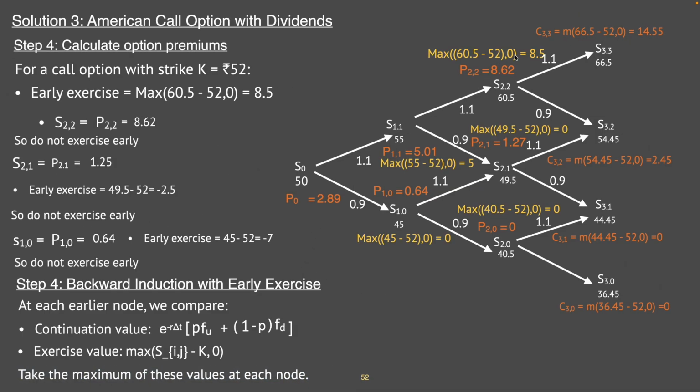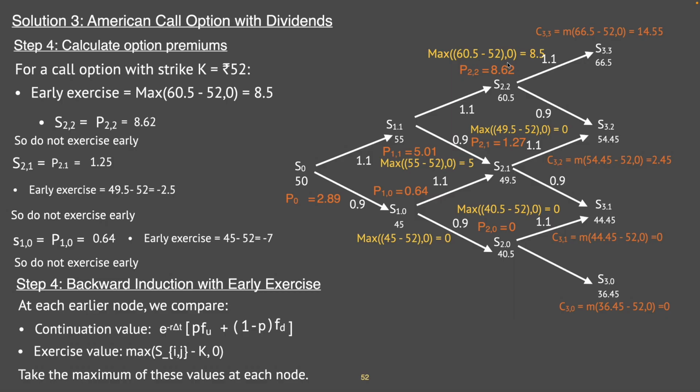Now here we can see that at this point, that is the second stage node, max of 60.5 minus the strike price, 52, comma 0. Out of these two, which is the maximum value? 60.5 minus 52 is 8.5. So max of this is 8.5. So if we do early exercise, then the value is 8.5. But if we stay with the European option, the value is 8.62.